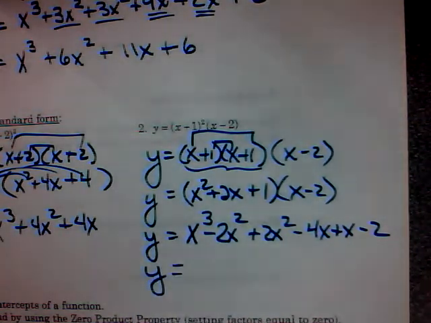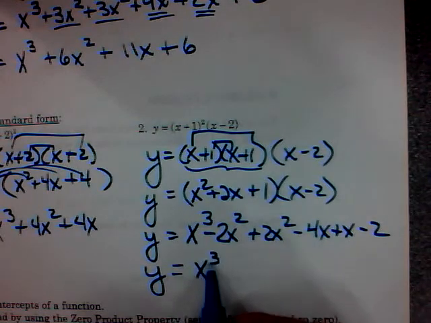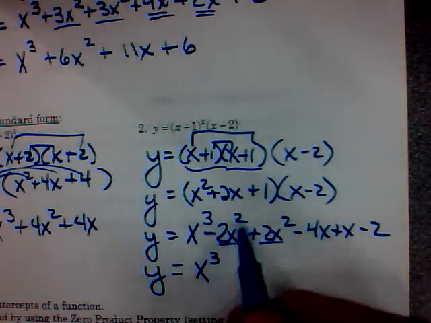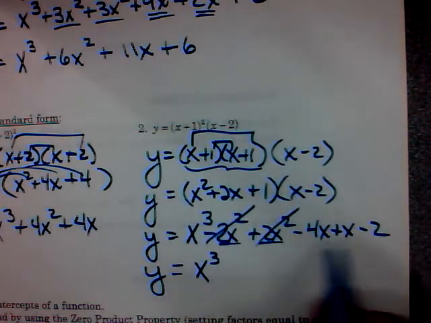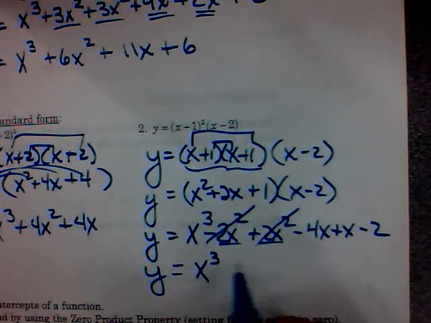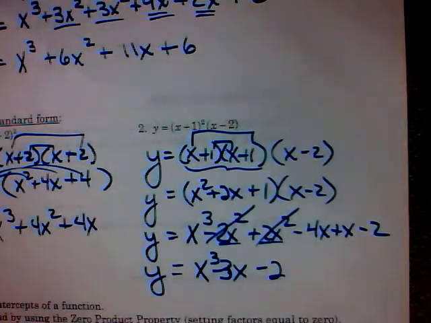Okay. Now we're ready to combine up like terms. Looks like this is the only cube, so that's x cubed. The squareds here look like those cancel out. You have negative 2 and positive 2. The negative 4x and positive 1x gets you negative 3x. And then you're left with a minus 2. So there's the standard form of the polynomial on question number 2. Okay. I'm going to do the zeros here in the next video in part 2.